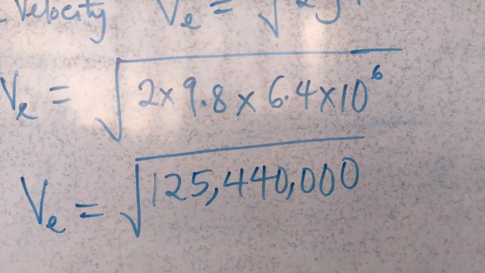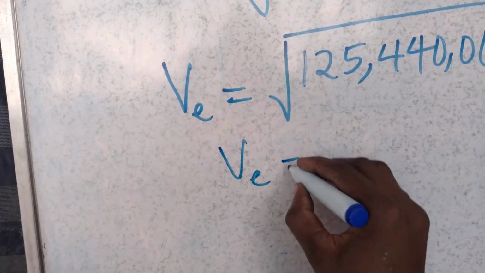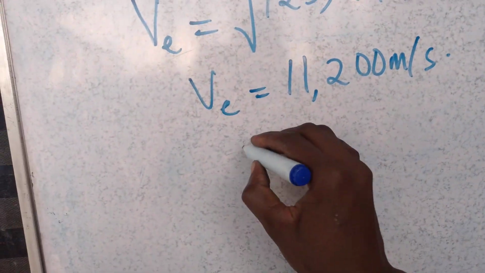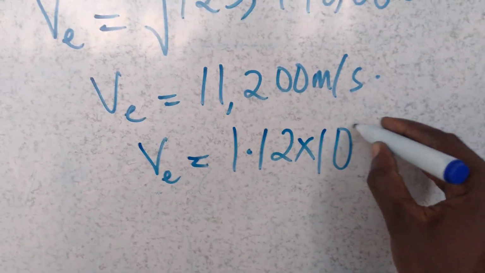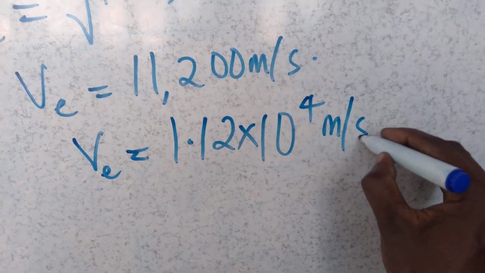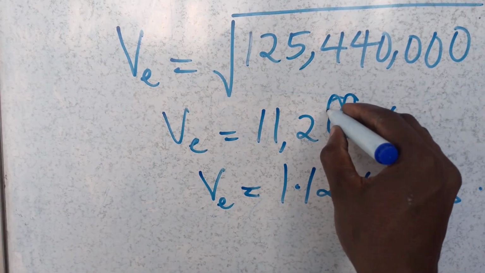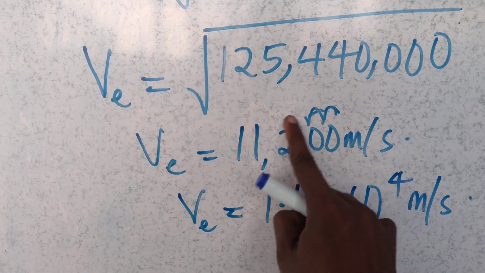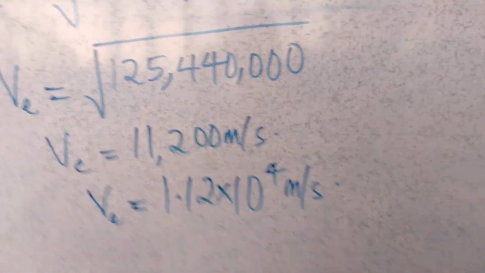Okay, that's when I multiply that, and then I'll find the square root. It gives me my escape velocity as 11,200 meters per second, or 1.12 times 10 raised to power 4 meters per second. So that is it. 1.12 times 10 raised to power 4 meters per second is the standard form.